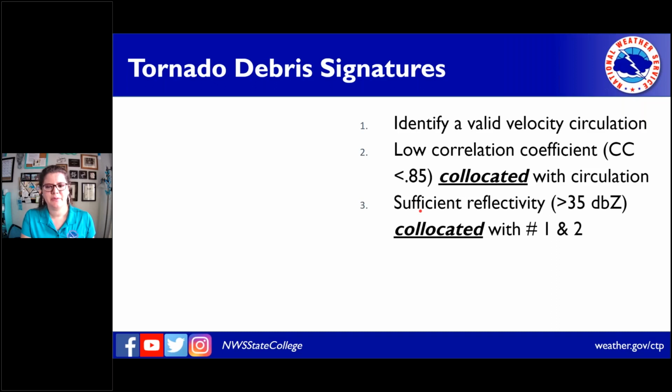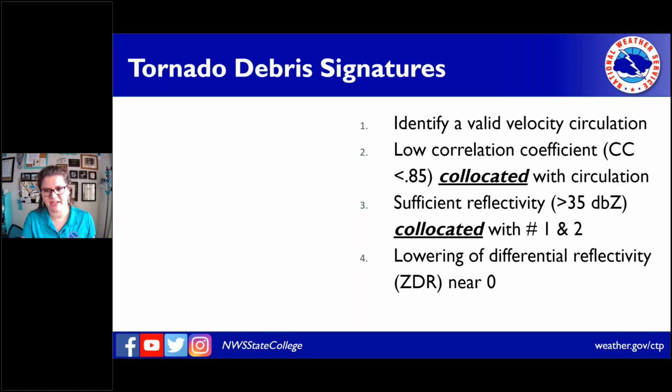We also want to make sure that we have sufficient reflectivity. So make sure that there's at least decent reflectivity, greater than 35 dBZ, co-located with 1 and 2, because you want to make sure that you're not looking at ground clutter or buildings or anything else happening. You want to make sure you're looking at something meteorological, which will tend to have higher dBZ values.